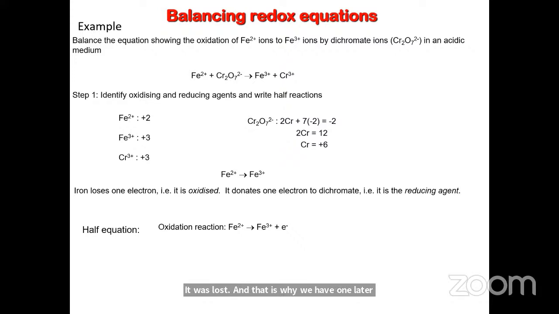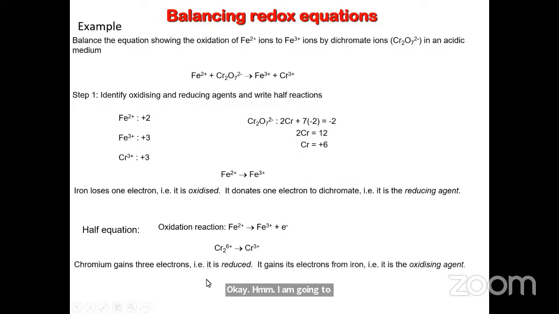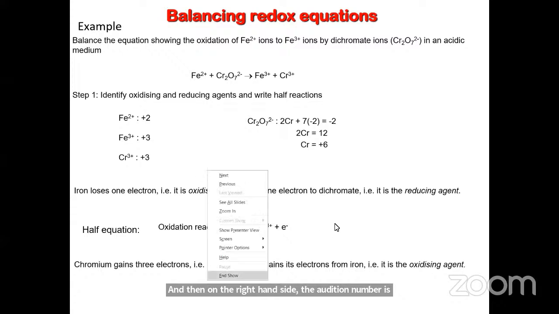And then for the chromate ion going to chromium, chromium gains 3 electrons. As you can see, on the left-hand side, the oxidation number is +6, and then on the right-hand side, the oxidation number is +3. So it is the oxidizing agent.